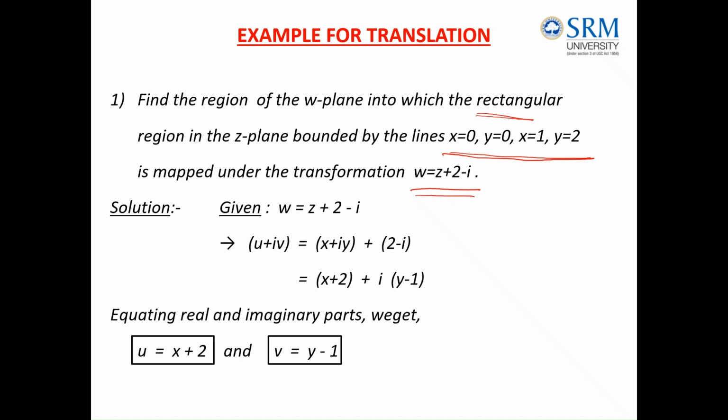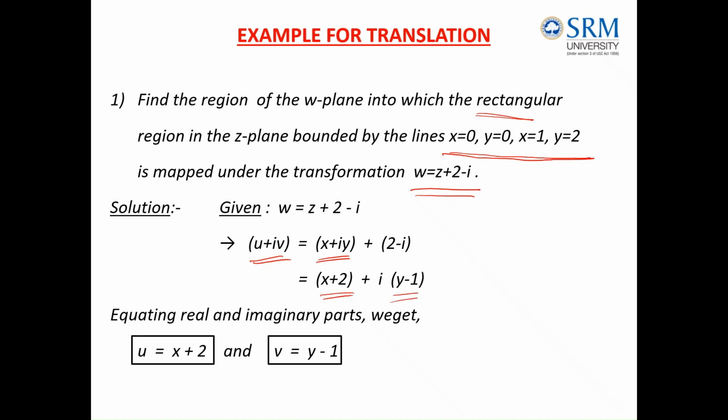We need to find the image of the rectangular region defined here. So first we need to find the real and imaginary parts of the analytic function. First take w equal to z plus 2 minus i. Write w as u plus iv and z as x plus iy. Then separate the real and imaginary parts on the right hand side. Equate that to the left hand side u plus iv.